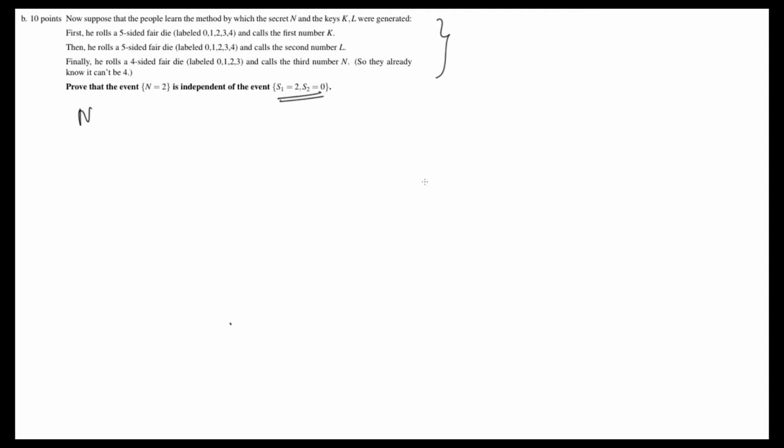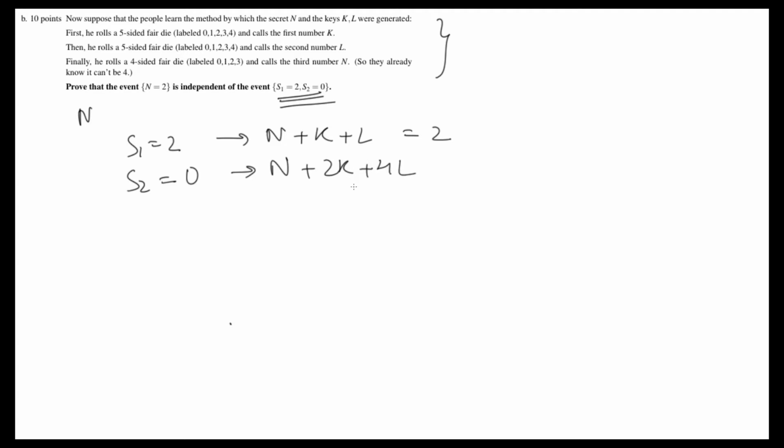Alright, so again, let's construct linear equations from these two equations we have. So we have S1 is equal to 2, which means that n times 1 plus k times 1 plus l times 1 is equal to 2, right? And then we know S2 is equal to 0. Therefore, n plus 2k plus 4l, which is n plus 2 times k plus 2 times l, is equal to 0, right? This is the definition of what the secret is. Again, this is mod 5.